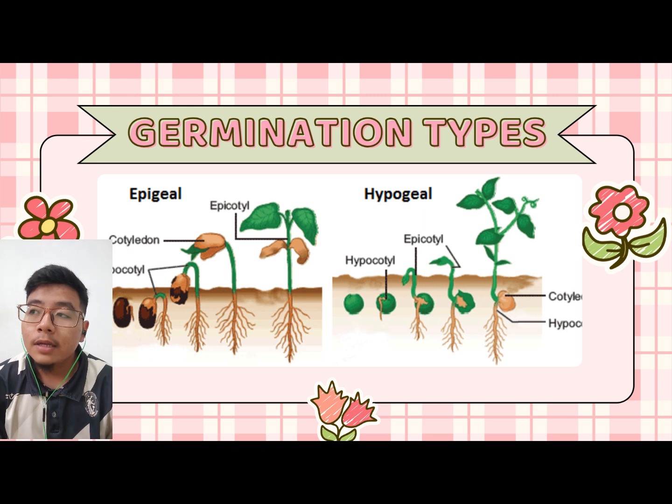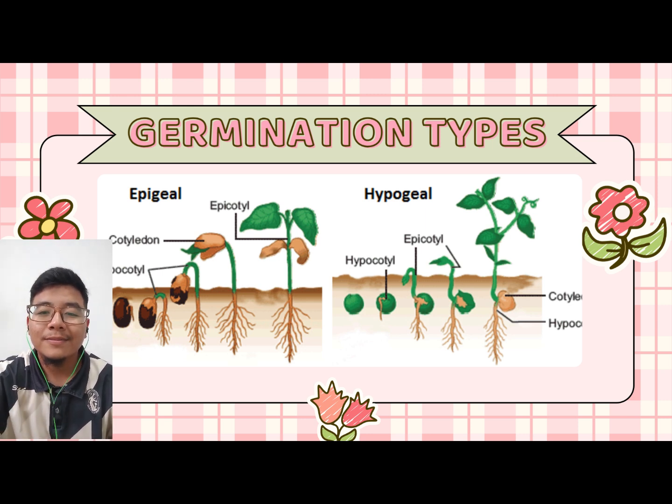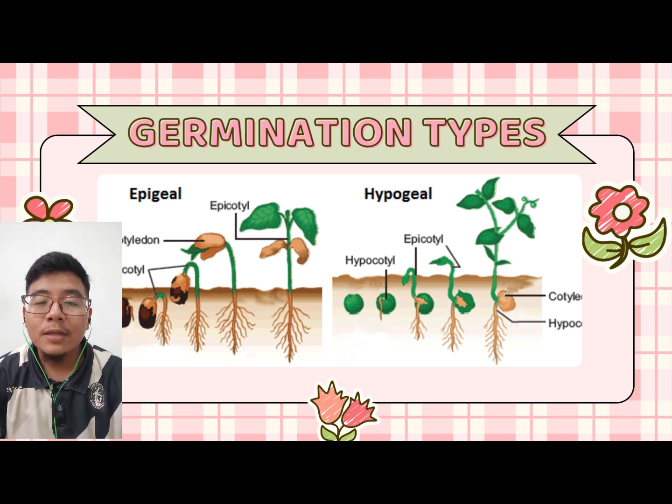So right now I would like to share about the difference between epigeal and hypogeal germination. The first one is epigeal germination. Epigeal germination is a type of seed germination where the cotyledons or seed leaves are raised above the soil surface. The term comes from the ancient Greek words epi meaning on and ge meaning earth or ground.